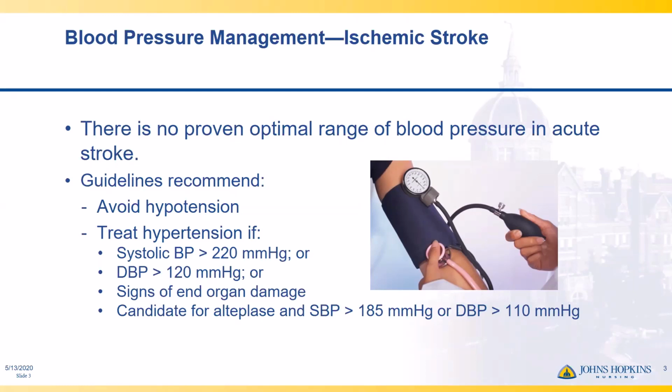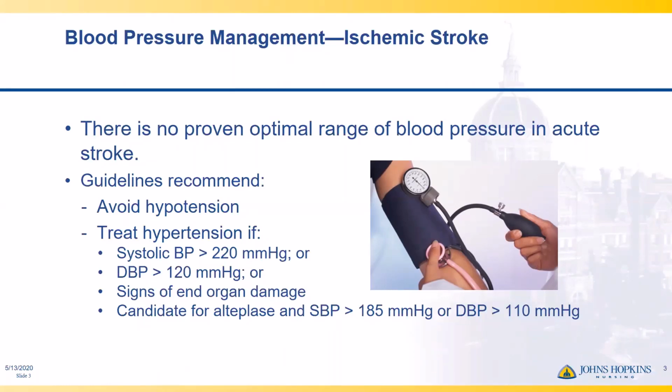And really, there is no proven optimal range of blood pressure in acute stroke. Our goal is to maintain perfusion to the ischemic area and the ischemic penumbra. We know that we want to avoid hypotension because hypotension is more detrimental than hypertension, and hypotension causes more deaths following a stroke. When we're treating hypertension, we treat it if it gets higher than a systolic blood pressure of greater than 220 millimeters of mercury, or if the diastolic blood pressure gets greater than 120 millimeters of mercury.